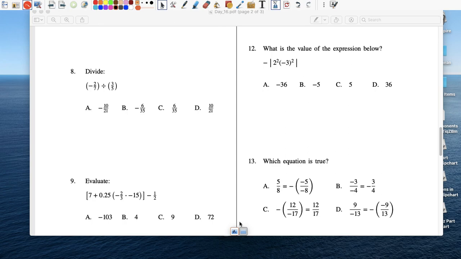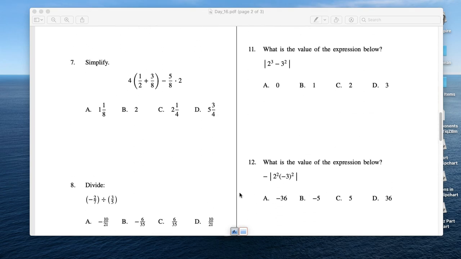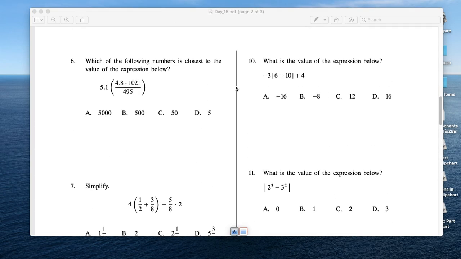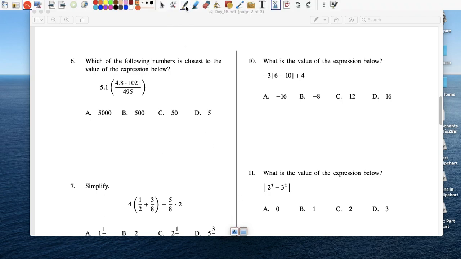10, where's 10? Oh, here it is. Absolute value. Okay, so we have to figure out the absolute value first before multiplying by negative 3. So we have negative 3, absolute value of 6 minus 10. Well, 6 minus 10 first is negative 4, plus 4. Don't multiply yet. Find the absolute value of negative 4. So negative 3 times the absolute value of negative 4, which is 4, and then plus 4. Now I can multiply. Negative times positive is a negative. So I get negative 12 plus 4, and that whole thing gives me negative 8.